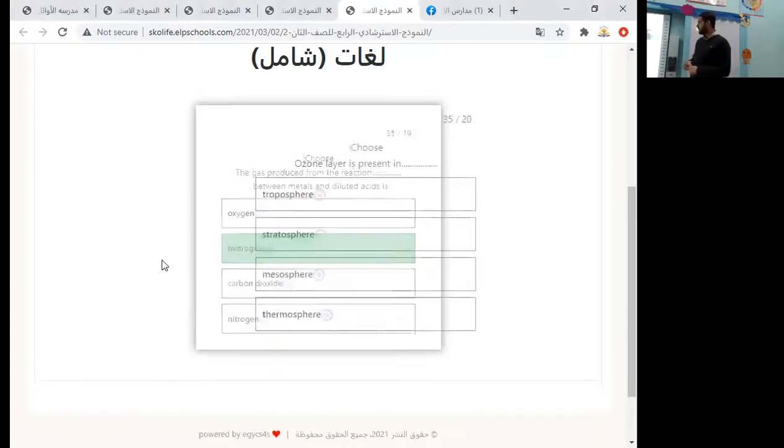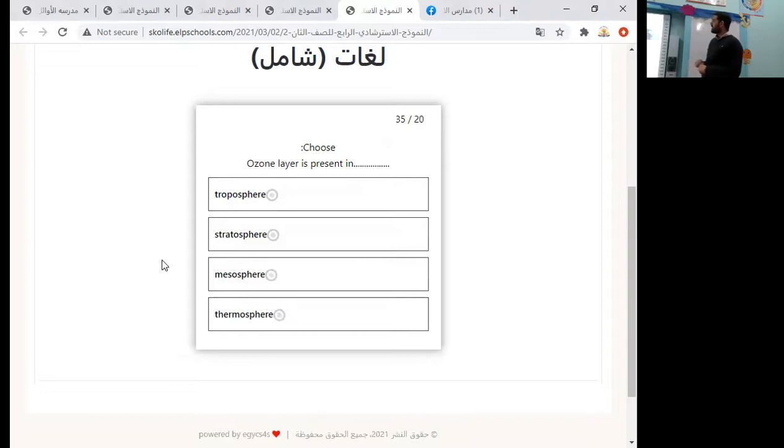Next one, the second. The ozone layer is formed in the second layer, which is the stratosphere. The first one is the troposphere, the second is the stratosphere, the third is the mesosphere, and the fourth is the thermosphere. So it is formed in the stratosphere, the second one.